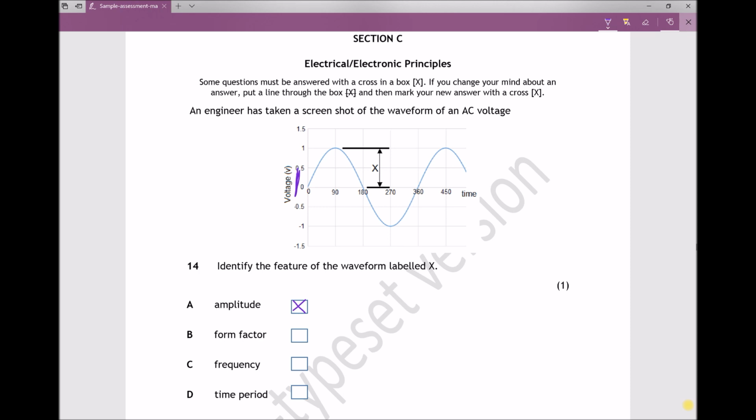Frequency is the number of waves per second. So if, for example, in 1 second we had 3 complete waves, like so, then the frequency would be 3. And time period is the time for one complete wave. So if we start our wave at a time of 0 and we cross that line again at a time of 360, then that would represent the periodic time. So the only answer that can be accurate there is the amplitude.